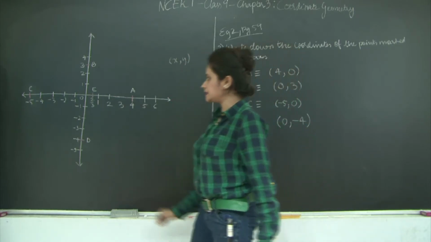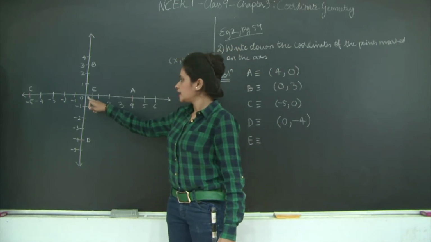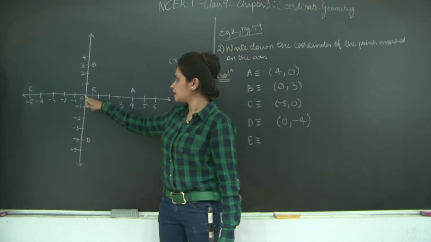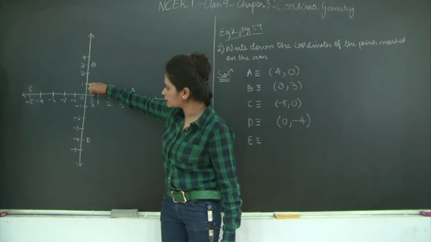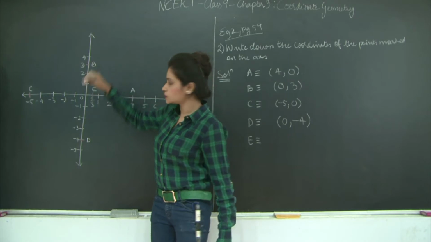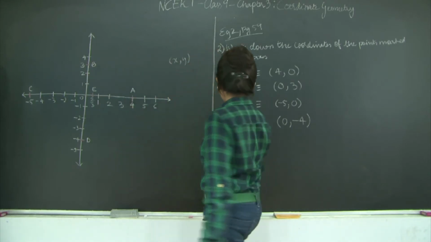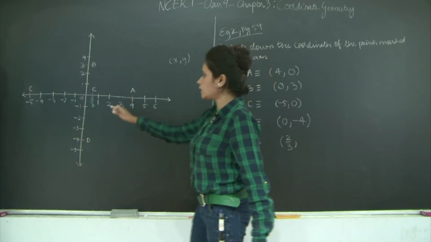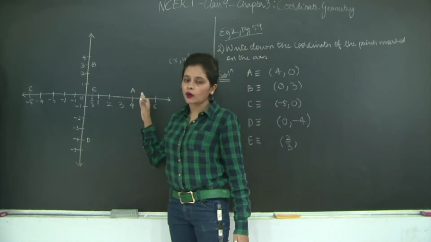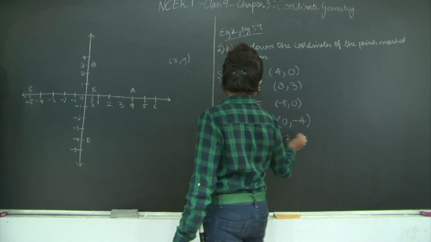How about point E? Now point E is here, the x coordinate is the perpendicular distance from the y axis. So E is lying between 0 and 1, and they have marked this point as 2/3. So this is on the positive side of the x axis, therefore the x coordinate is 2/3. Also E is lying on the x axis, therefore the y coordinate is going to be 0.